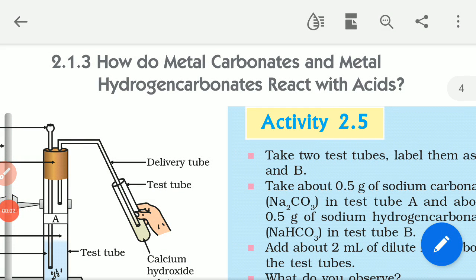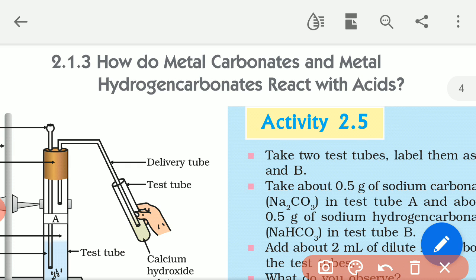Now we start the chemical properties of acid. Describe the chemical properties of acid. First of all, we have explained before this: when acid reacts with metal, it forms a metallic salt and hydrogen gas.